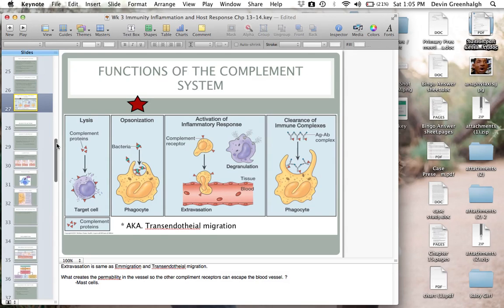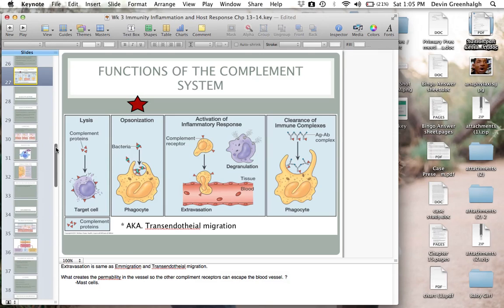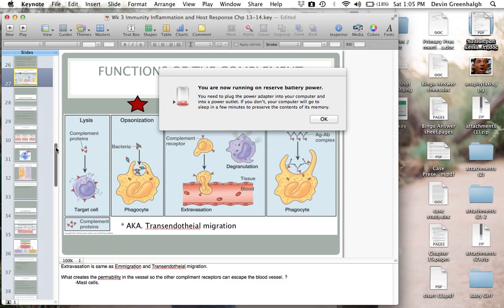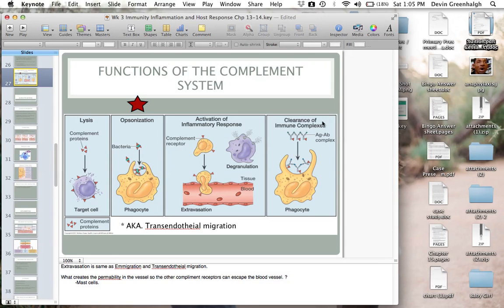Functions of the complement system. This is just a chart talking about what we just talked about. It can lysis or kill cells. Opsonization, which is the most important one, increases phagocytosis by spray painting the bacteria or coating it. It is an activation of inflammatory response, and it has a clearance of immune complexes.